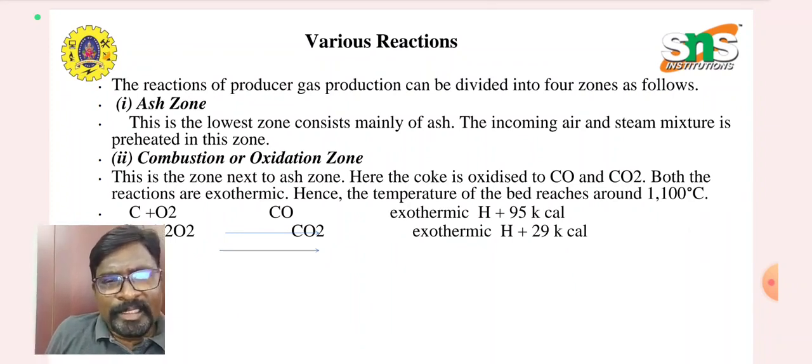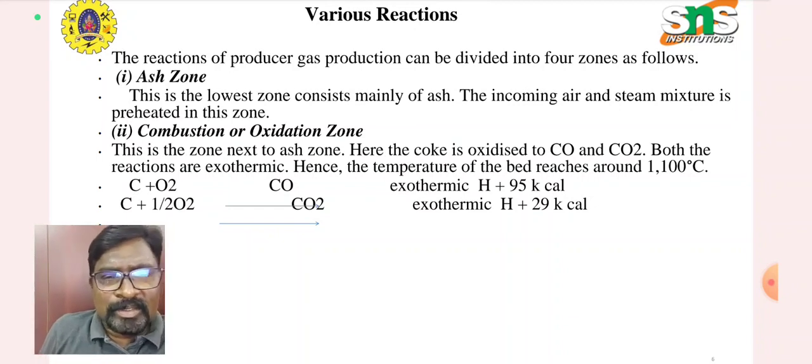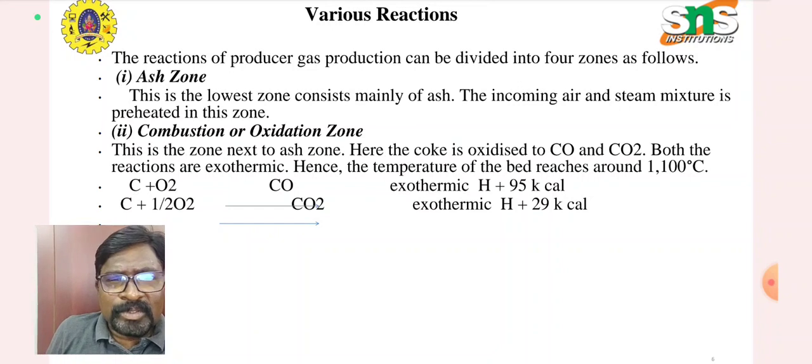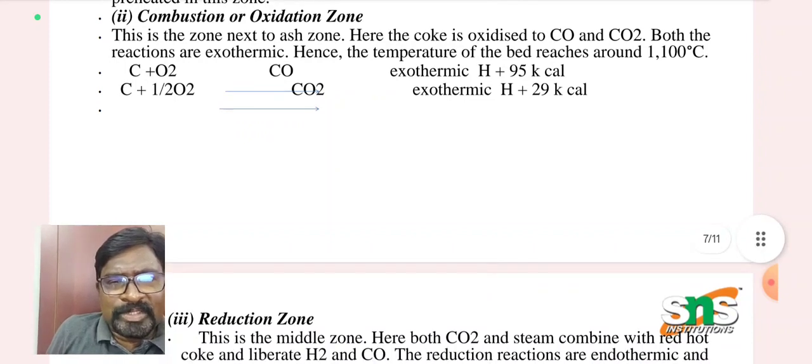The incoming air as well as steam will be preheated by means of this hot ash. Next is the combustion or oxidation zone, where the reaction taking place is exothermic. Exothermic means heat is liberated outside. So C plus O2 gives CO, similarly C plus half O2 gives CO2. About 95 kilocalories as well as 29 kilocalories of heat is liberated in this zone.